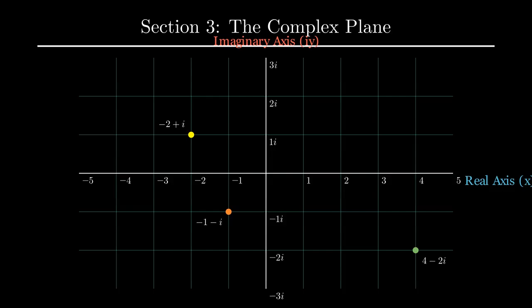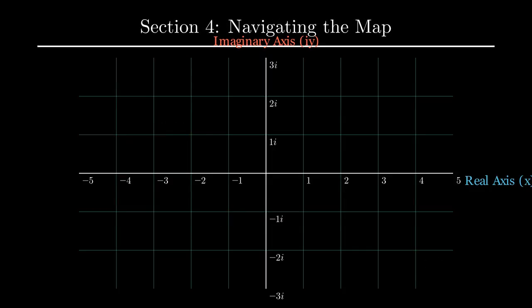Suddenly, numbers are no longer confined to a single straight line. They inhabit an entire infinite two-dimensional plane. A complex number is simply a specific point or mathematical address on this infinite landscape. Section 4. Navigating the map.